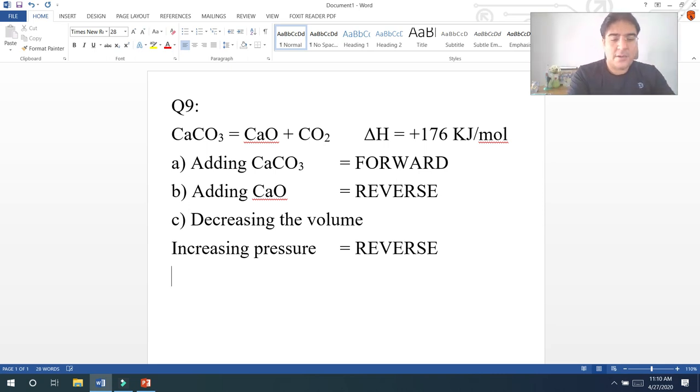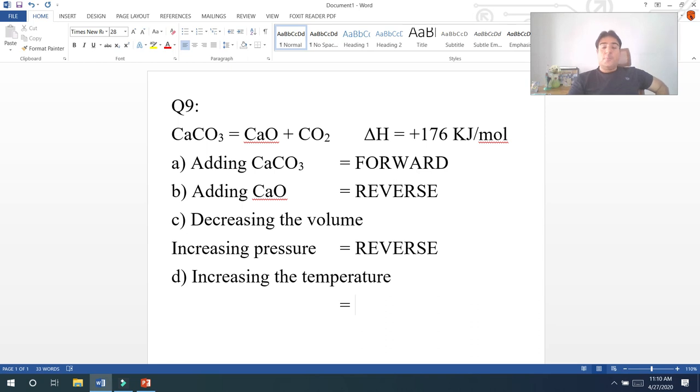The D part of the question is raising the temperature, increasing the temperature. Now, you know that you can write the explanation in two ways. The positive 176 kilojoule per mole indicates that this reaction is endothermic. So endothermic reactions proceed by absorbing heat. The more heat they absorb, the faster they go towards making the products. So a high temperature will make them absorb more heat quickly, and it will make more products for you. So this is going to be forward.